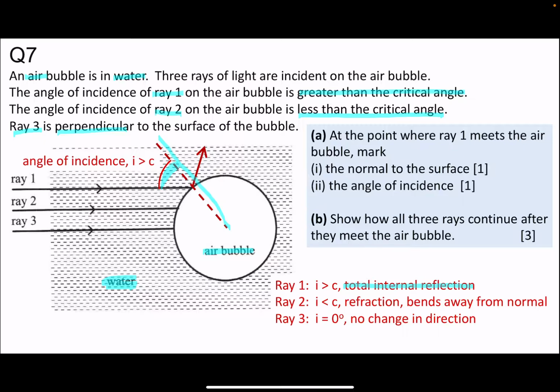Now light ray 2, the angle of incidence is less than the critical angle. Refraction occurs, and because it is going from an optically denser medium to an optically less dense medium, it will bend away from the normal. Light ray 3 is perpendicular to the surface, which means the angle of incidence is 0. So there will not be any change in the direction of light ray 3, and it passes straight.